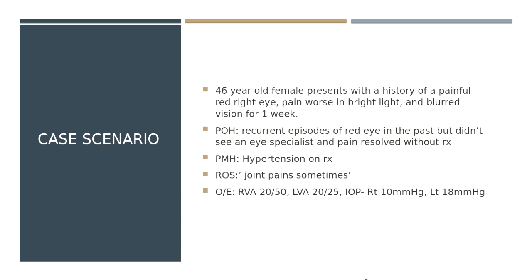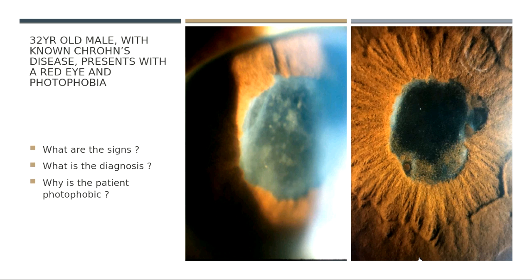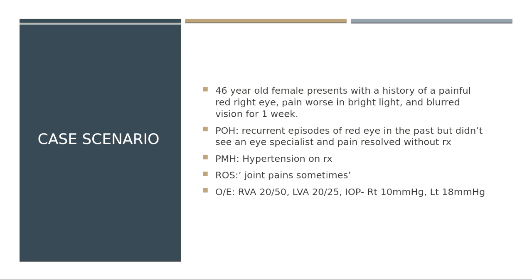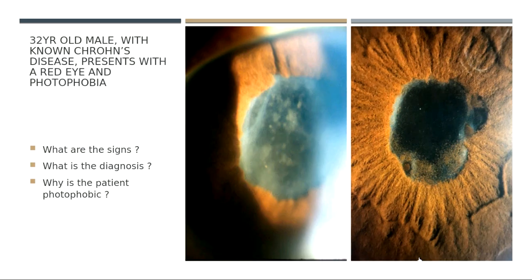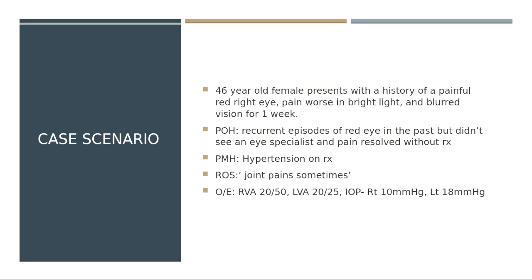Let's go to the next slide. Oh, I think I missed out something. I should have had a picture here. Sorry, guys. So, just from the history, what do you think this patient has, right? They have painful red eye, photophobia, blurred vision. Visual acuity is down with lower intraocular pressure. And they have some history of joint pains, perhaps.